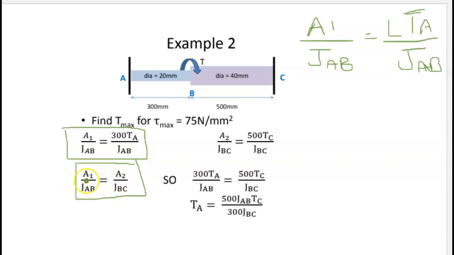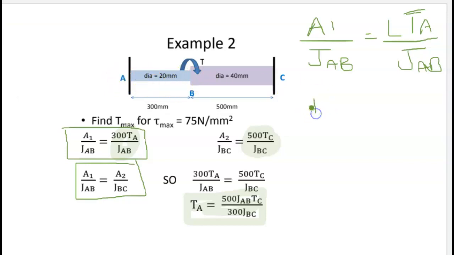So if I make them equal, because they are equal, this side should be equal to that side. Now because the question is finding the maximum tau, I can rearrange the formula to find the maximum tau. How can I rearrange the formula? The maximum tau is going to be at torque A, rather than this side, because A is smaller, it can take more torque.